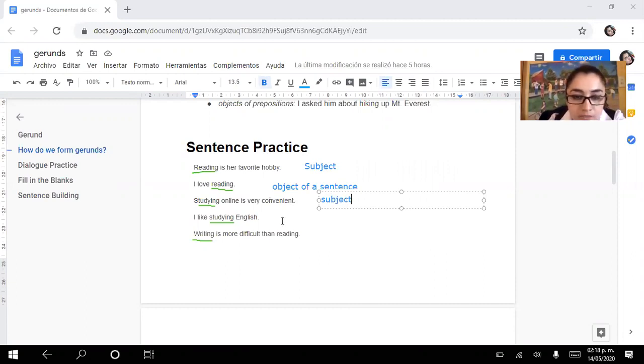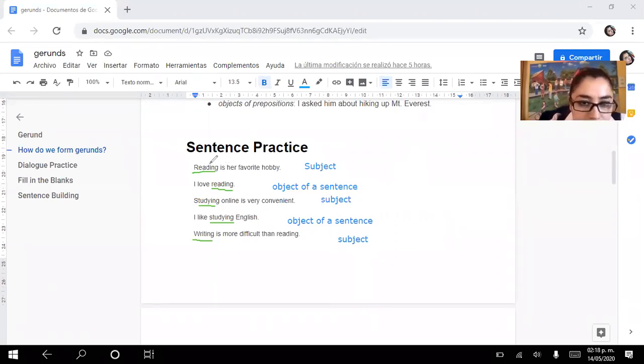Then object of a sentence. Then subject. How can we know that? Okay, pay attention to this.